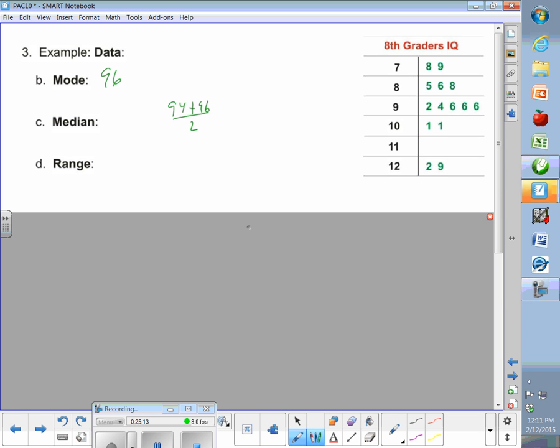Eduardo, what do you got for a median? How many agree with Eduardo? Finally, we hit the median, 95. Look, I even had up there 94 plus 96 divided by 2. It's 14 pieces of data. Watch. 1, 2, 3, 4, 5, 6. There's the 7th and the 8th. 94 plus 96 divided by 2 is 95, people. Got to find the average of the two middle pieces of data.